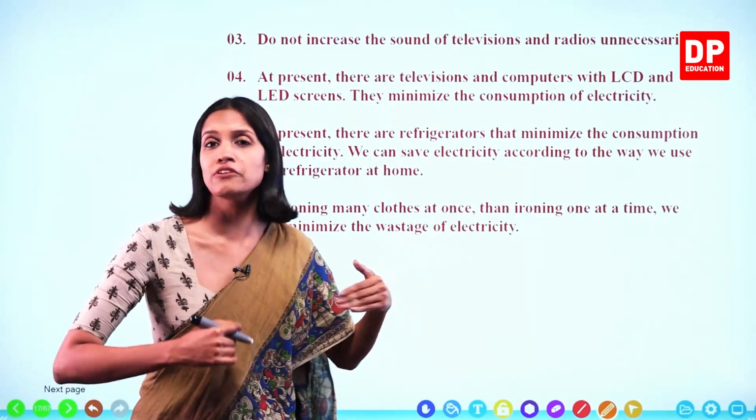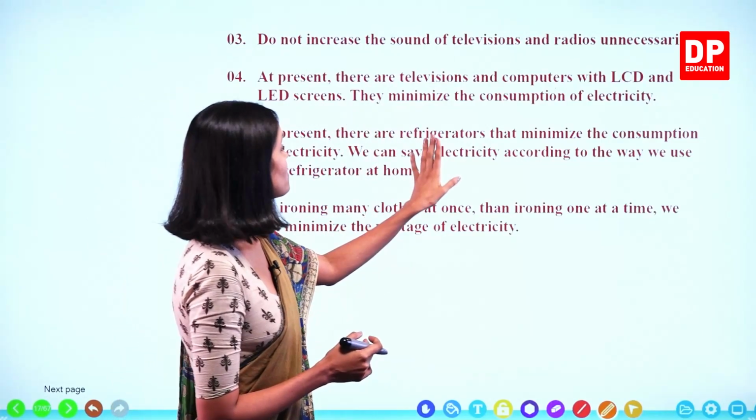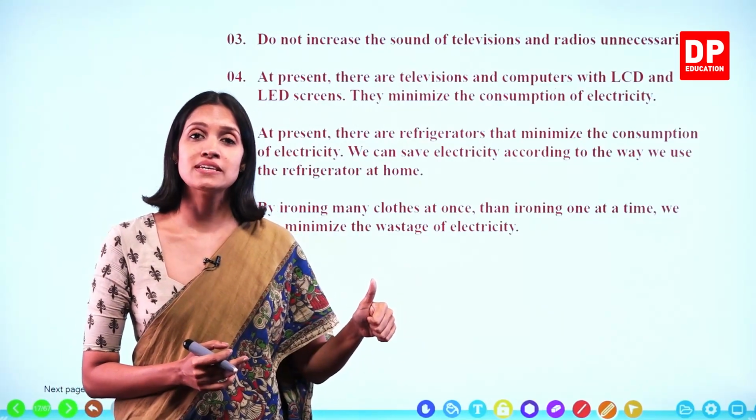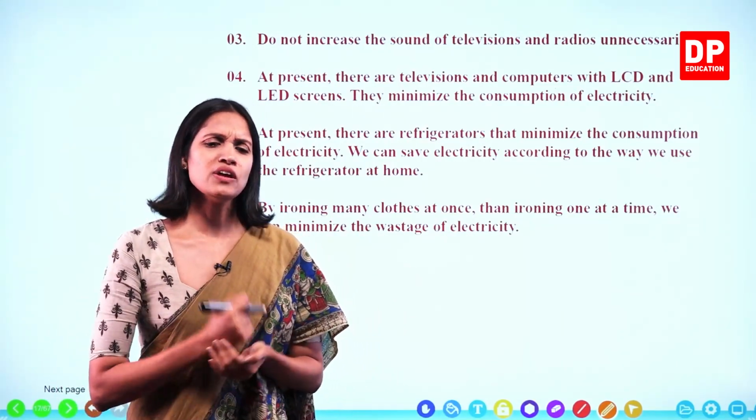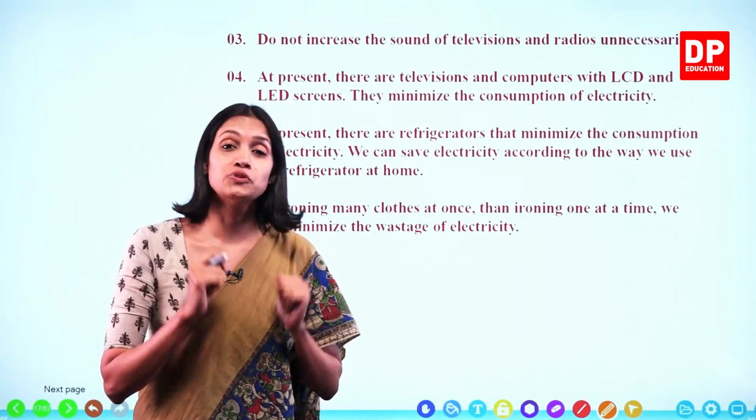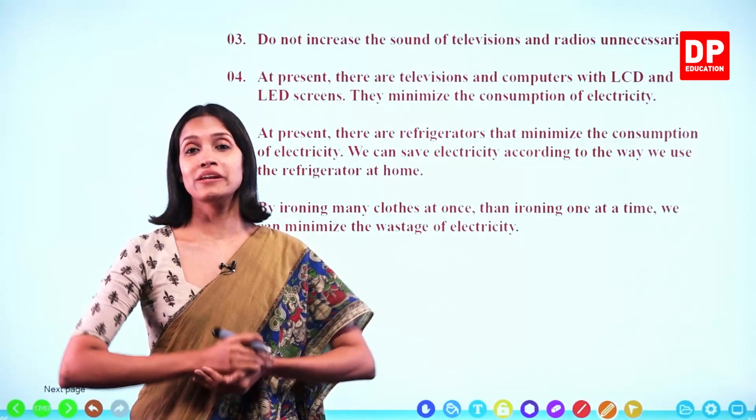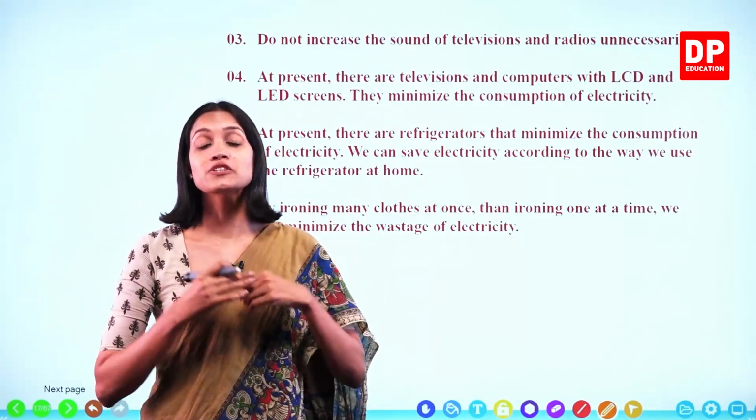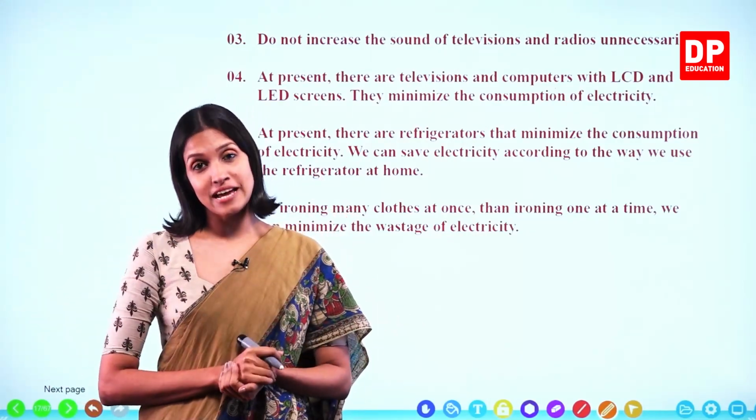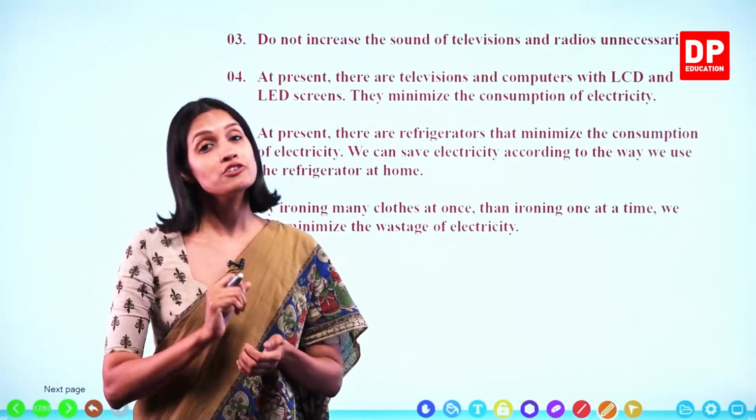At the same time, when we use a refrigerator, there's a certain way that we have to use it. We can save electricity according to the way we use the refrigerator at home. What are the ways? Sometimes whenever we want to eat something, we open the fridge door and look at the food items, thinking what to cook today, what to eat today. That's wrong. While you are opening the door, the cold air goes out, which means the refrigerator uses more and more energy to cool the inside environment. Therefore, when we open the door, we have to close it as soon as possible.